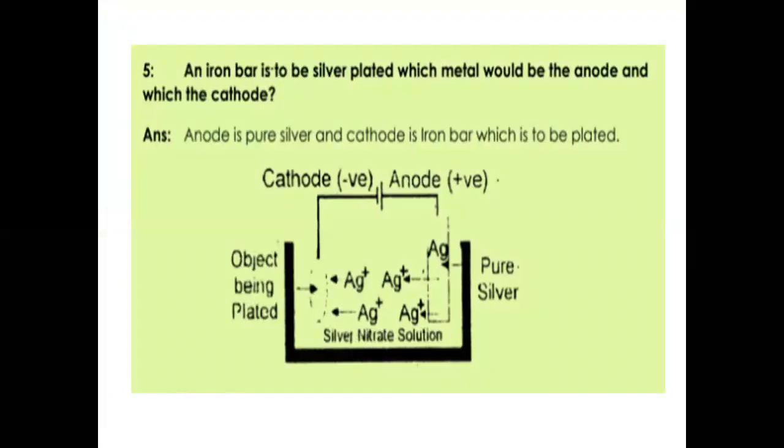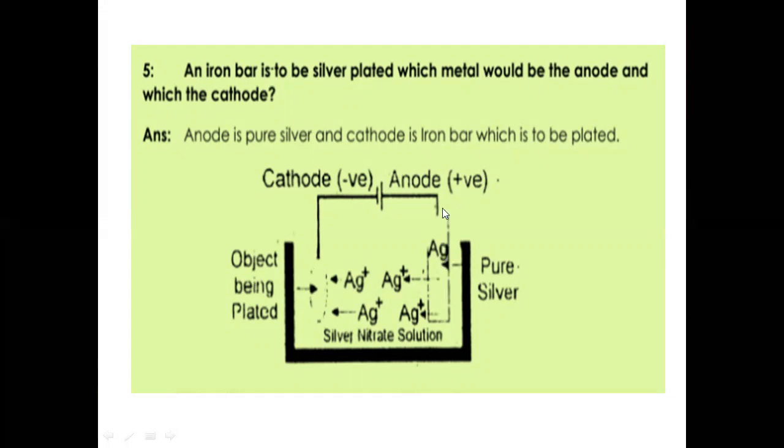Now question number 5, an iron bar is to be silver plated. Which metal would be the anode and which the cathode? I told you that the metal which we are going to electroplate, we will use as the cathode, and the metal which we are electroplating with, we will use as the anode. So as we are going to electroplate silver on an iron bar, that iron bar we will use as a cathode and the pure silver as an anode.